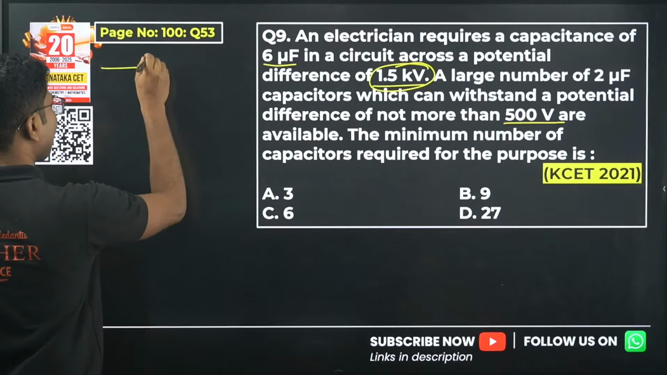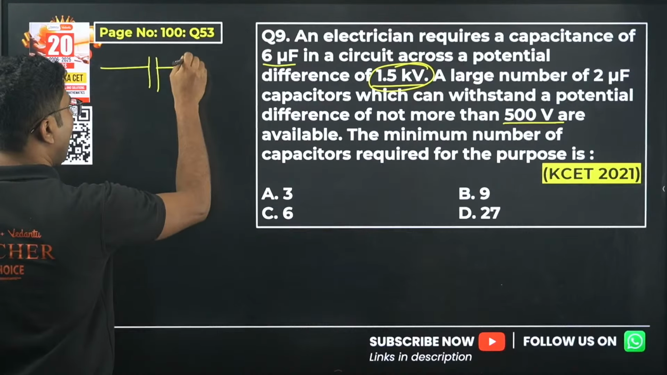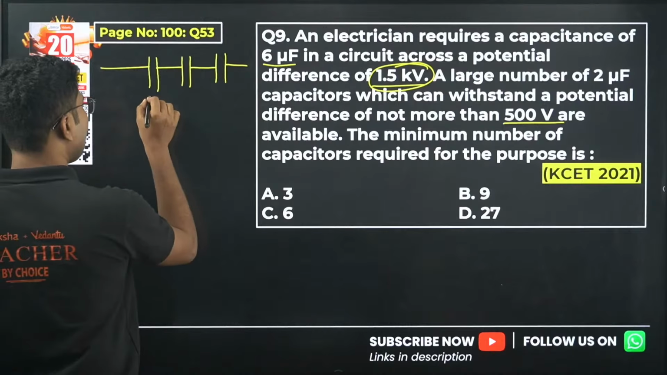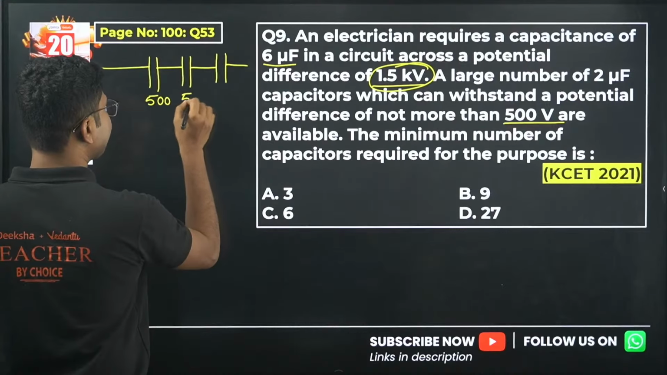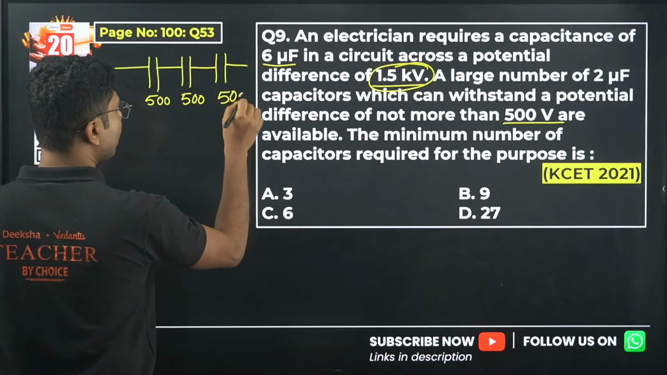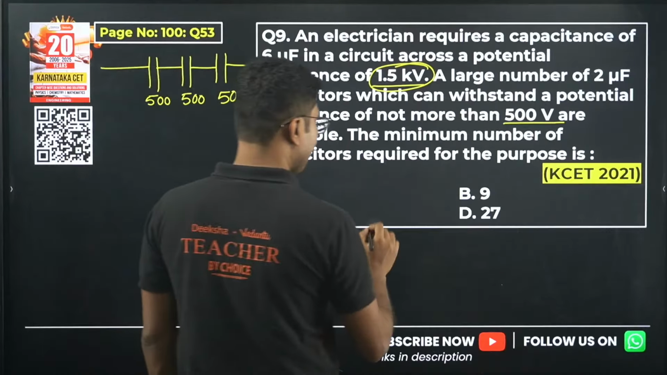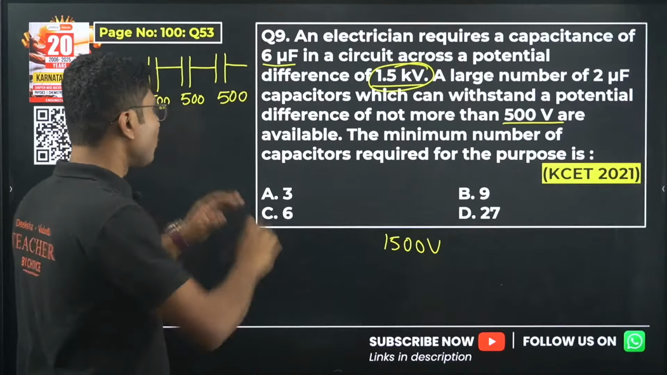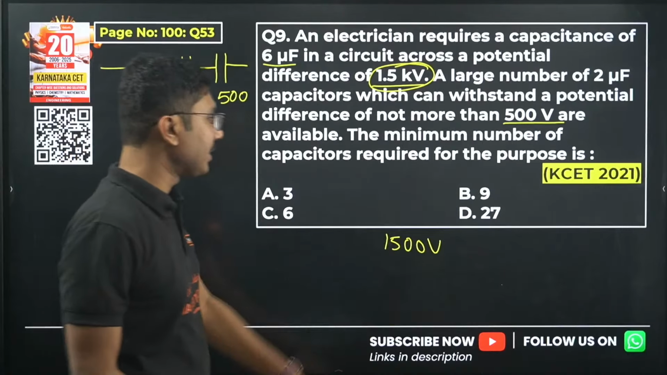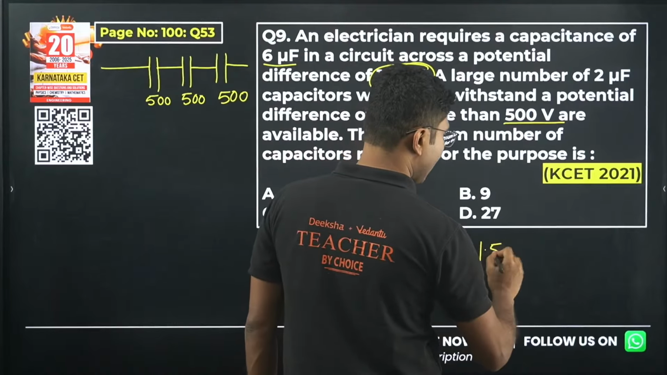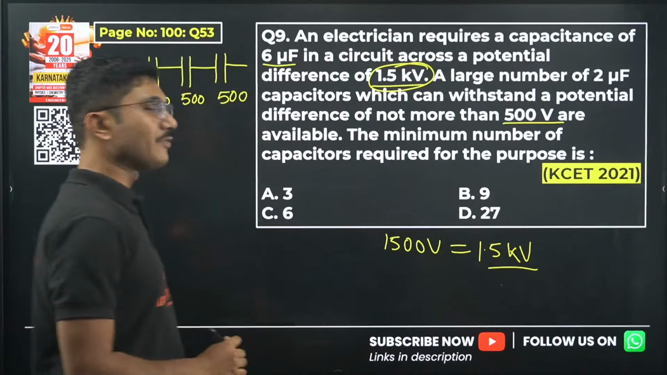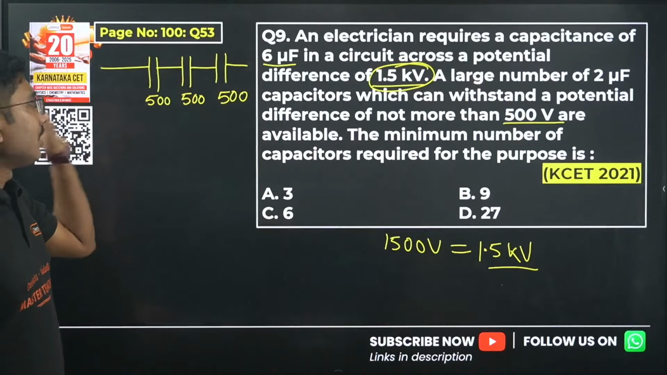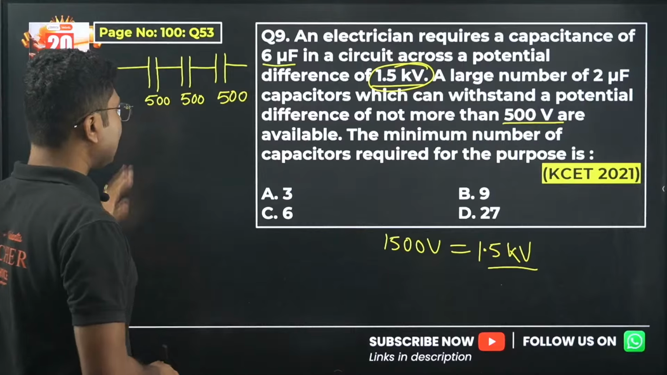For that, you have to connect 3 capacitors in series. This one can withstand 500, this can withstand 500, and this one can also withstand 500. So the total voltage this combination can withstand is 1500 volts, and 1500 volts means 1.5 kilovolt. So we have found out how many capacitors we require in series. This is the first step.